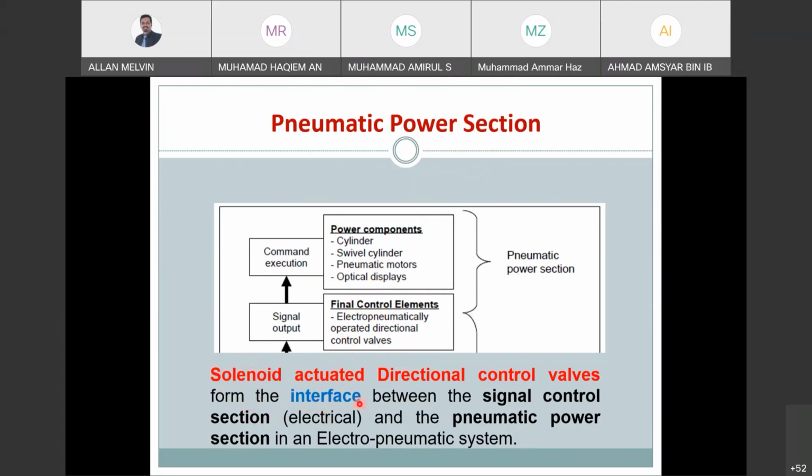So it forms the interface between the signal control section, electrical, and the pneumatic power section in the electro-pneumatic system. Yes, I say the solenoid will be the connection between electrical. So you can see the connection between the ladder diagram and also the pneumatic part with that solenoid.